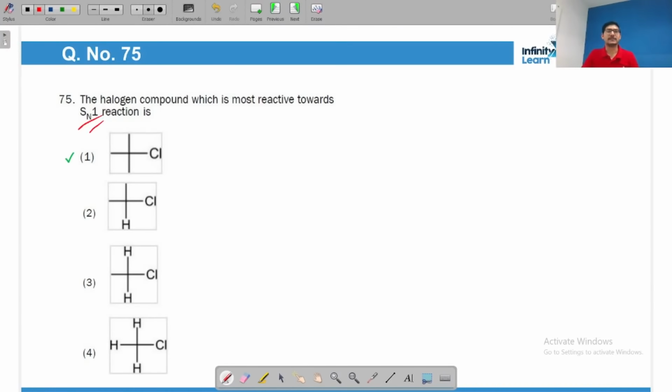In SN1, the reactivity is proportional to the carbocation stability, and tertiary carbocations are most stable, so this compound is most reactive.